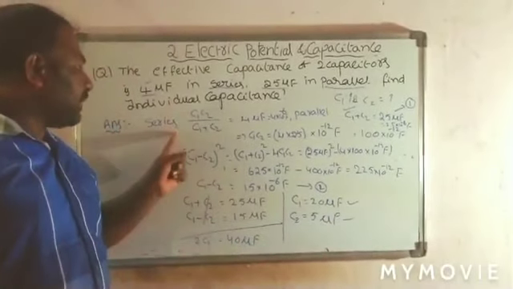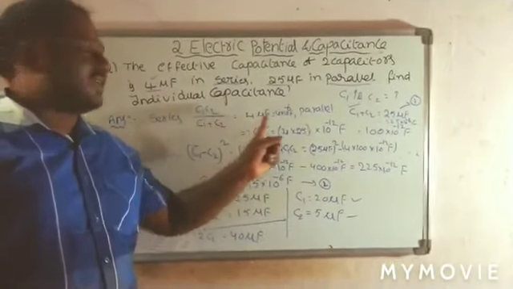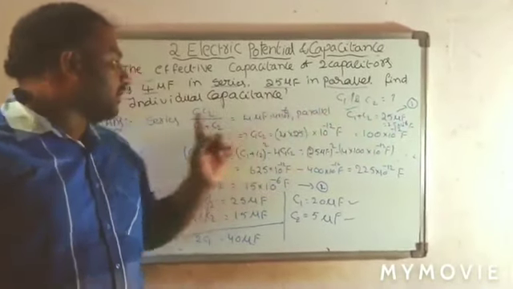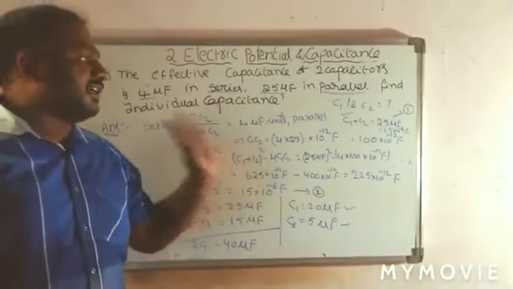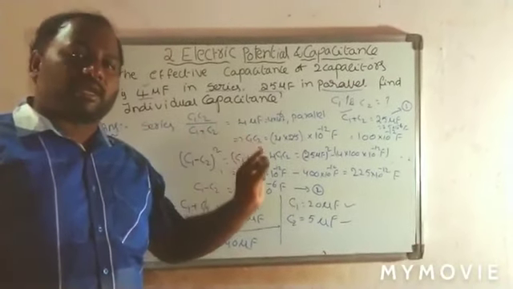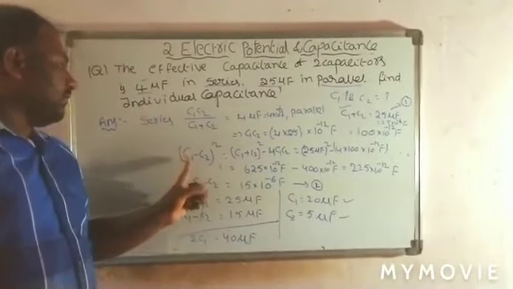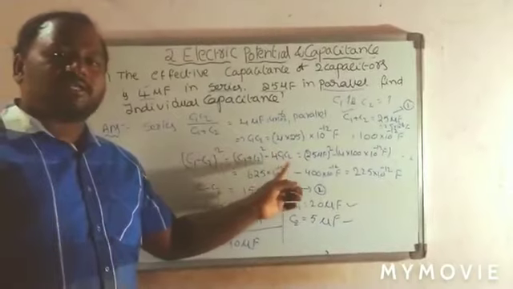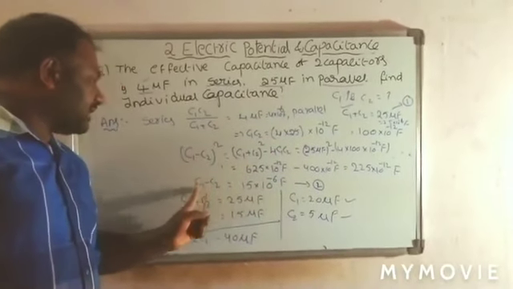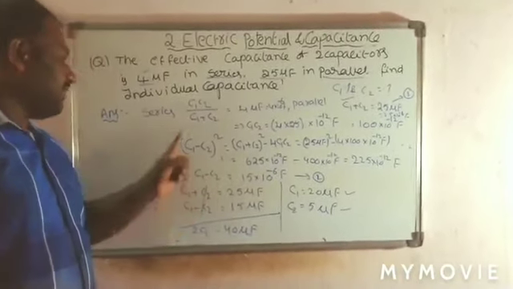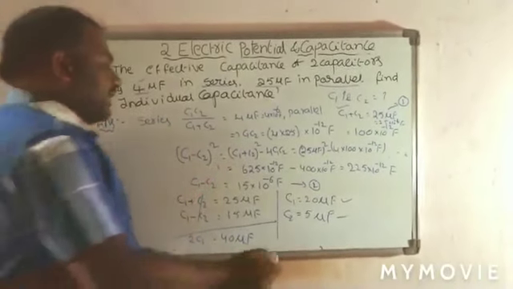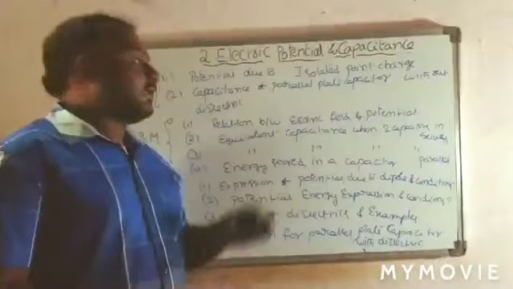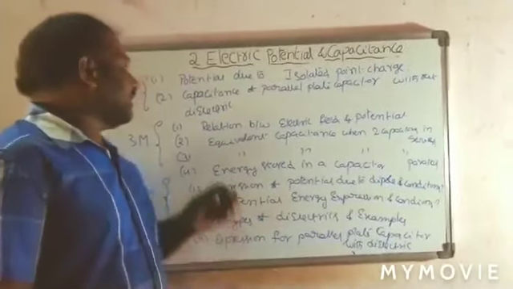In the problem they gave the series combination capacitance and asked for the parallel combination capacitance. In that, C1 plus C2 we know. From the series combination we can get C1 into C2. Micro means 10 power minus 6, remember. Now C1 minus C2 whole square is nothing but C1 plus C2 whole square minus 4 C1 C2. By simplifying that, we can get C1 minus C2. By solving C1 plus C2 and C1 minus C2, we get C1 is 20 microfarad and C2 is 5 microfarad. Okay.